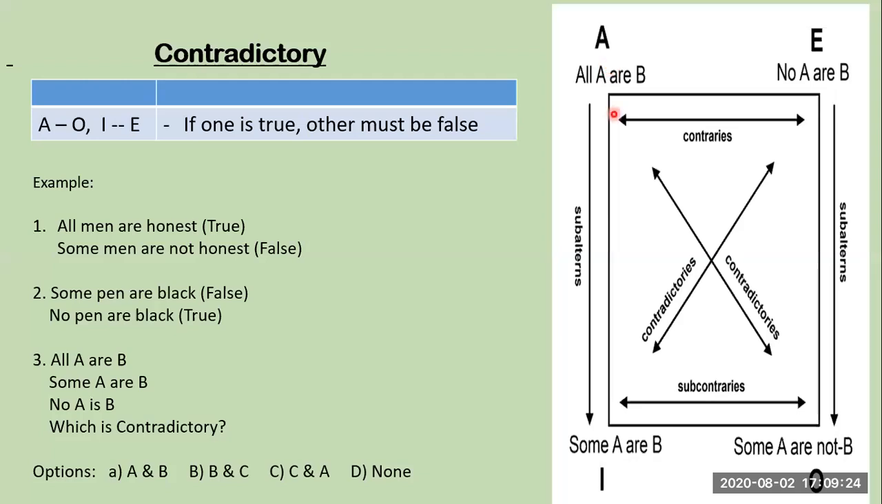Again, no means here they have taken this. So for all, there is no option for some not. So we'll move with this. No is opposite to some. So your answer is B and C. Option B is the right answer here. Any doubt with this? You can just message me in the chat box. If you want, I'll repeat. Very important for the exam. Contradictory means opposite. A is opposite to O. E is opposite to I.